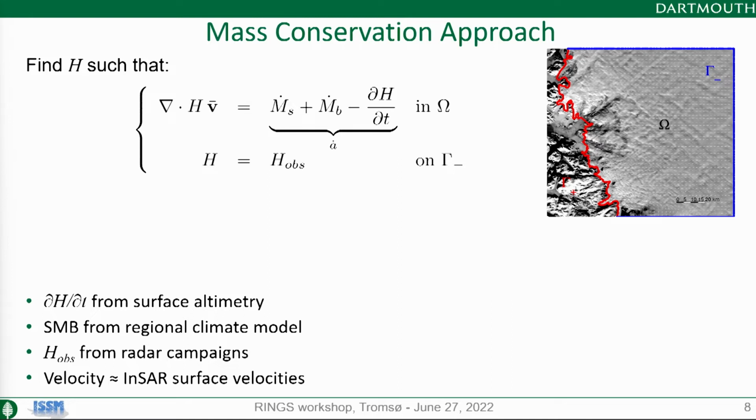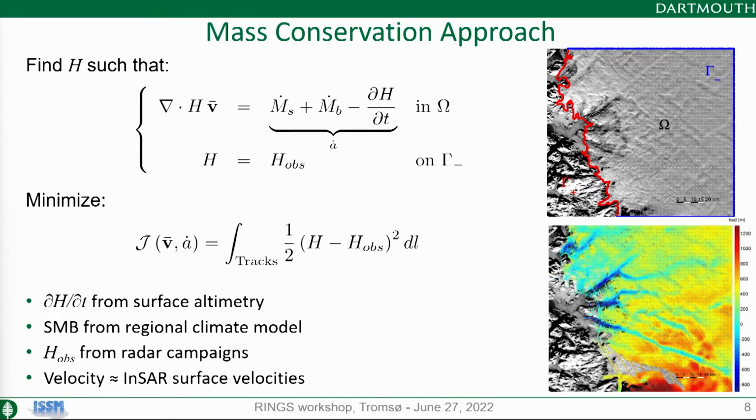So this is what the equation looks like. We're solving for ice thickness such that the flux divergence is equal to the sum of these terms, and we need boundary conditions. So typically, we impose the ice thickness over the inflow boundary. And it's a transport equation.